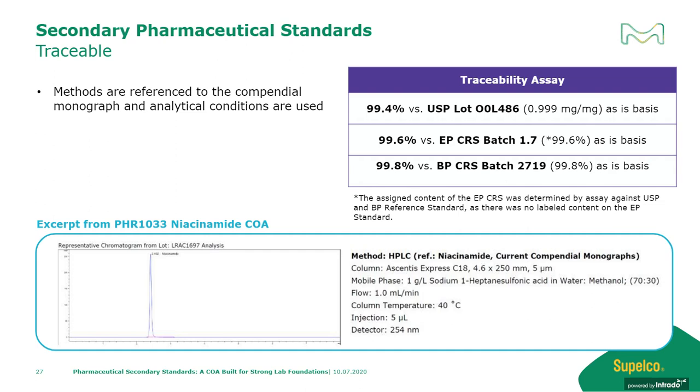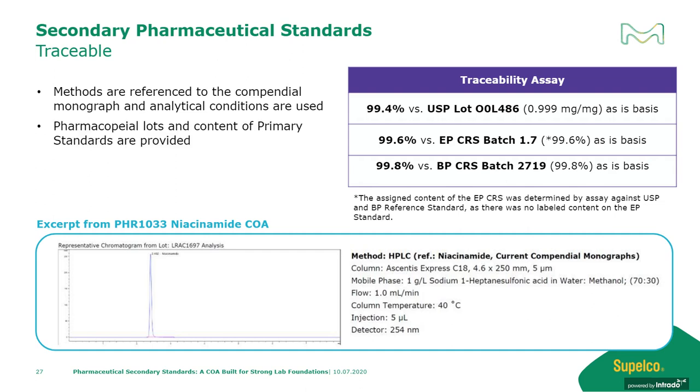First off, the methods on the C of A reference the compendial monograph. Analytical conditions called out in the monograph are used. So at the bottom, here is a representative niacinamide chromatogram that was run using conditions specified in the monograph. You can see the mobile phase uses sodium heptane sulfonic acid, which was called out in the monograph, and all other parameters were called out in the monograph.